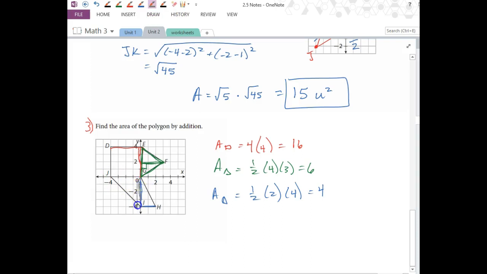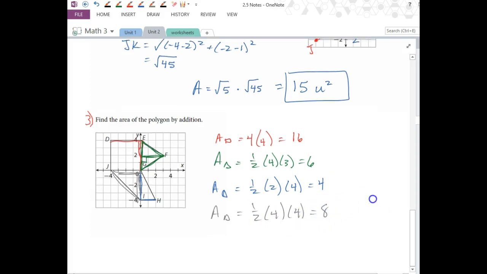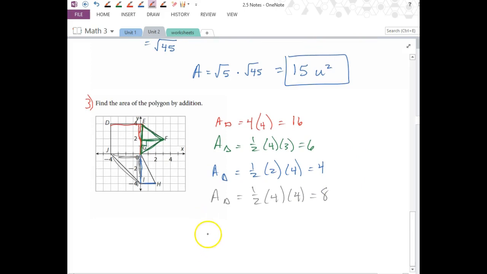So that's this one. Oops, I erased that side. So my last one is going to be 1/2 times the base, which is 4, the height, which is 4. So 2 times 4 is 8. So add those all together. So what is 16 plus 6 plus 4, 26 plus 8? 26, 34, right? So then I would say units squared.